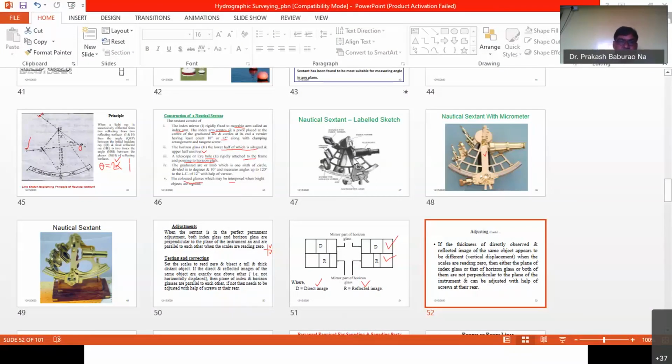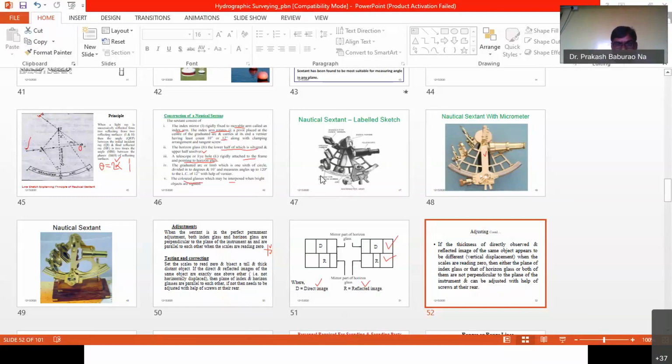Okay, very good. The aim of this exercise, which my students carried out with the help of a nautical sextant, is to show you the practical performance of how to measure the horizontal angle using this nautical sextant. The procedure is also given. I am showing you the principle of the sextant. You know theta is equal to twice alpha.